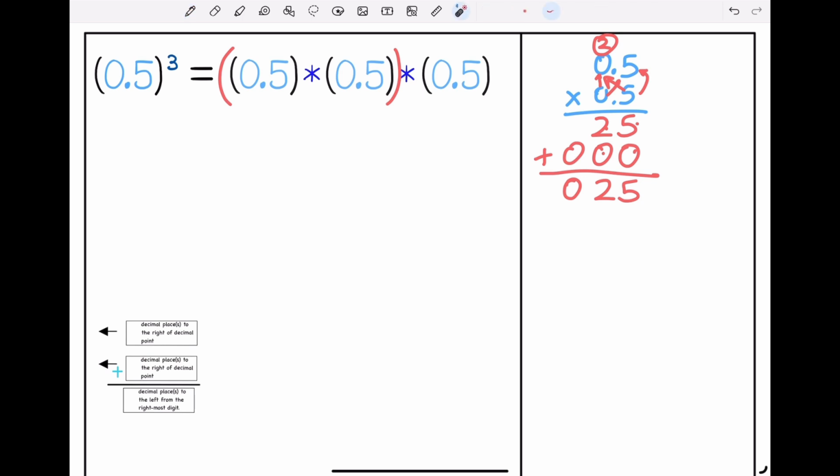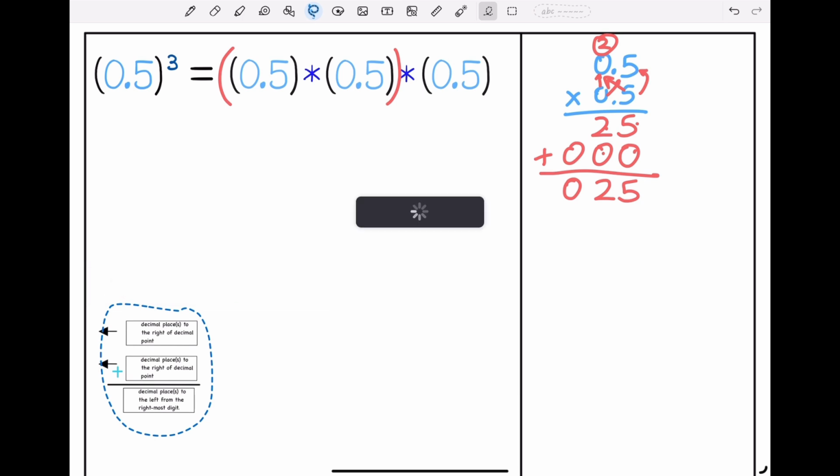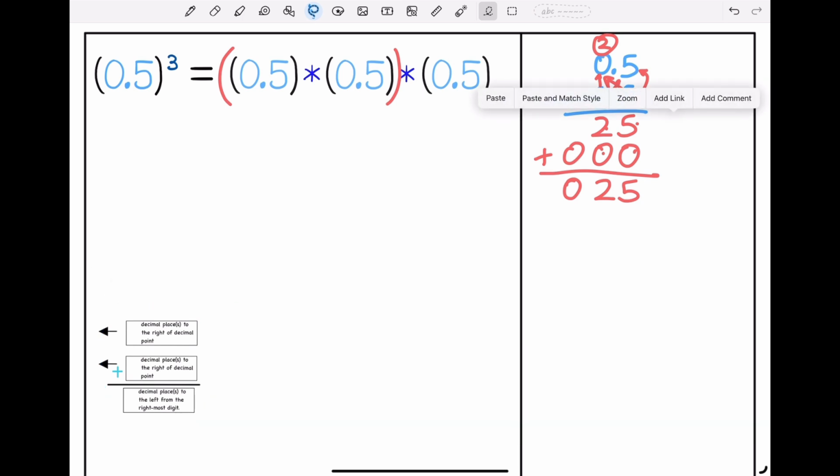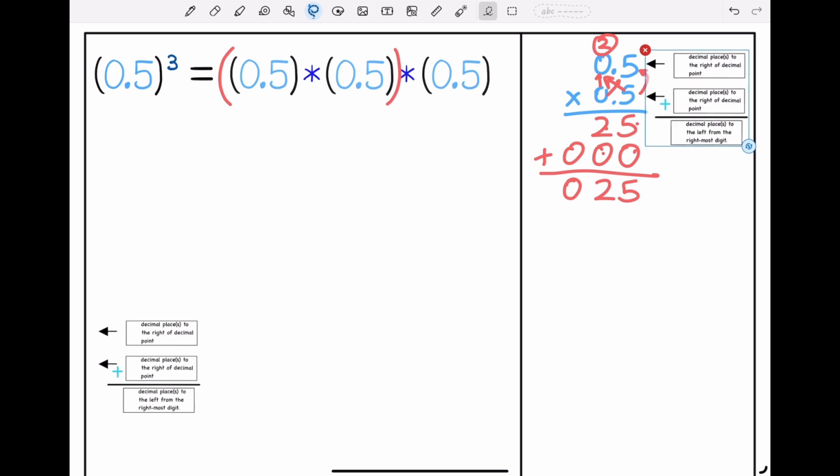Now we have to figure out where to place the decimal point. And for that, we have to count the amount of decimal places to the right of the decimal point for each of the numbers. And we have to do that for the 0.5 and the 0.5. So if you take a look here, 0.5 has 1 decimal place to the right of the decimal point. So that's 1. And then if you look at this 0.5, it again has 1 decimal place to the right. So total, we have 2 decimal places we need to use.